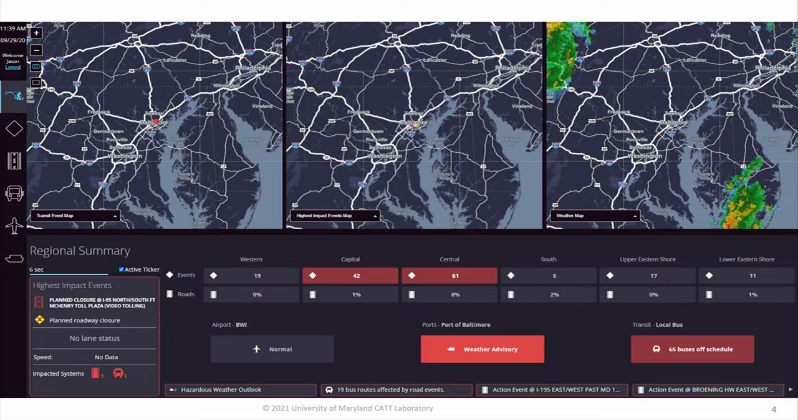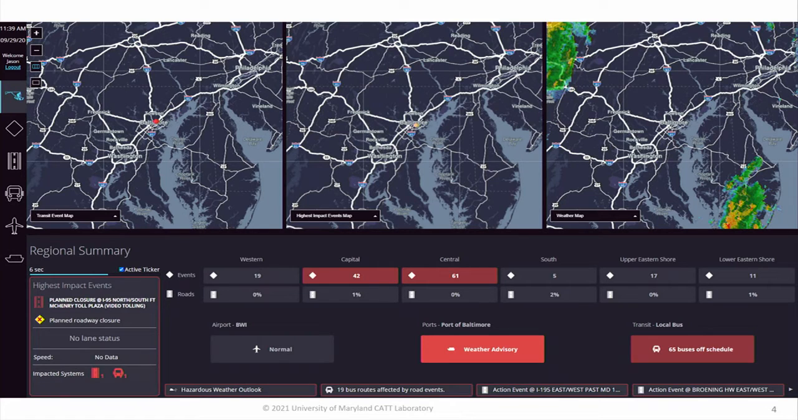And so we went in and we worked with every mode, and we tried to pull data together and create a common operating picture for them that would break the state down into certain regions and kind of give you an overview of what was going on in the state.